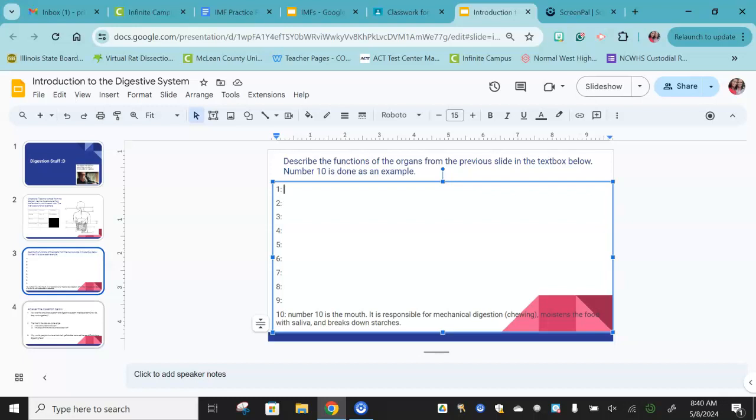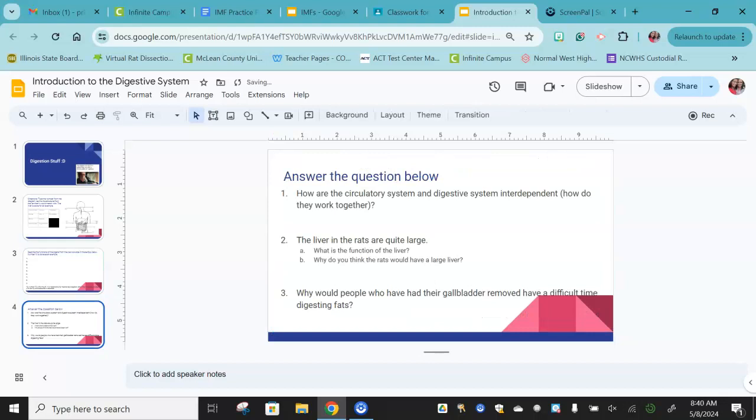The last slide, how are the circulatory system and digestive system interdependent? Now remember, interdependence is 2 or more body systems working together. So your goal here is to answer the question, digestive system, circulatory system, your blood vessels, your arteries, your heart, all those things. How do these 2 systems work together? And I promise they do. If you aren't sure, again, you may need to look it up and put the answer in your own words.